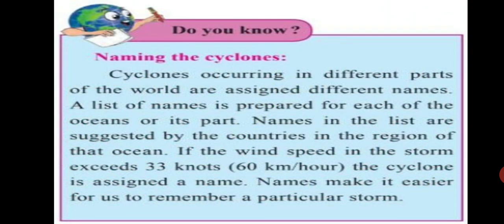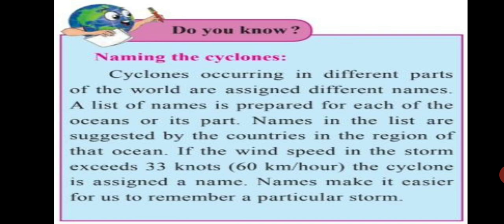Do you know? Naming the cyclones. Cyclones occurring in different parts of the world are assigned different names. A list of names is prepared for each of the oceans or its part. Names in the list are suggested by the countries in the region of that ocean. If the wind speed in the storm exceeds 33 knots, that is 60 kilometers per hour, the cyclone is assigned a name. Names make it easier for us to remember a particular storm.